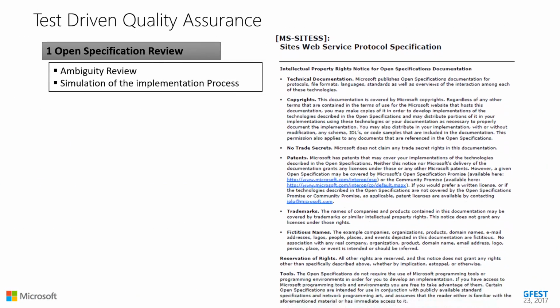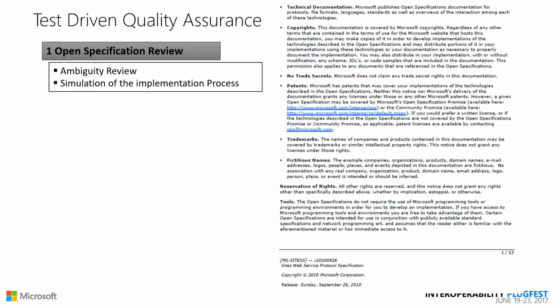This test-driven quality assurance is the basis, the theory, of our test suite. So how do we develop a test suite? First, after the open specification is released, we do a review first. It's basically reviewing whether there are any ambiguity issues, whether the protocol is finished, and whether we can understand the protocol, and then we can start to implement it.